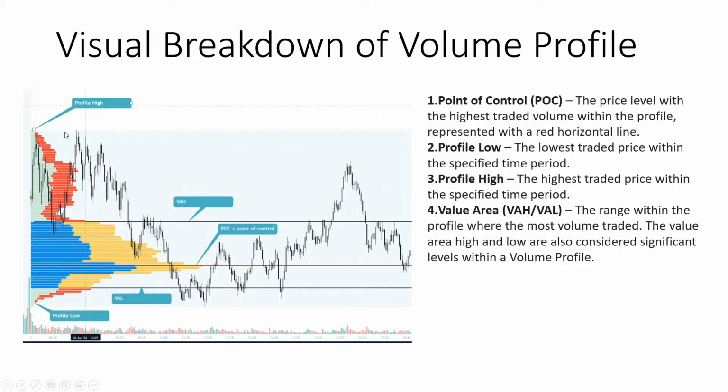And then when you look at the structure of the volume profile, you have the value area high, the point of control, value area low. This is your profile high, profile low, profile high. And then, there's something called HVN and LVN. So they're not on here. Those are your high volume nodes. So these are the 3 main things.